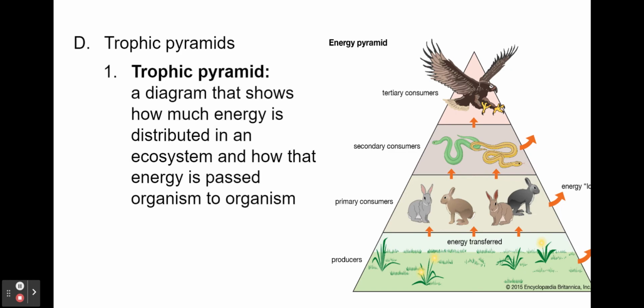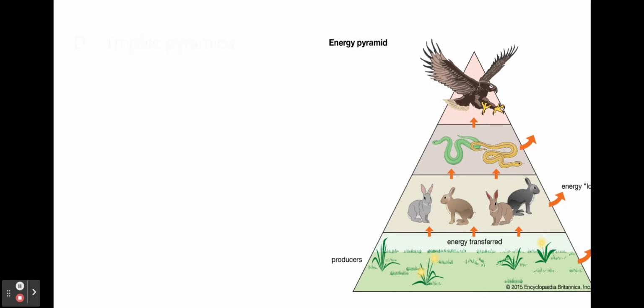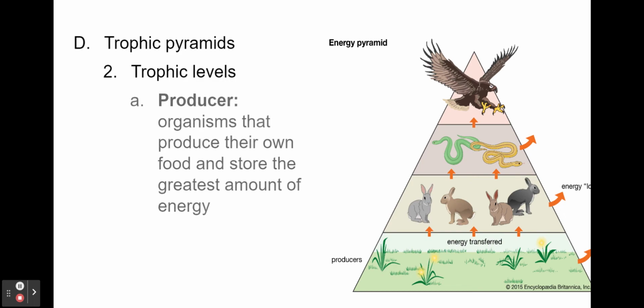So number one, this is a trophic pyramid. That is a diagram that shows how much energy is distributed in an ecosystem and how that energy is passed organism to organism. Importantly, it's going to show how energy is lost as it gets passed from organism to organism. So in section 2, within section D, we're going to mark our trophic levels. And you're going to see me write down some information about this and also indicate them on the screen.